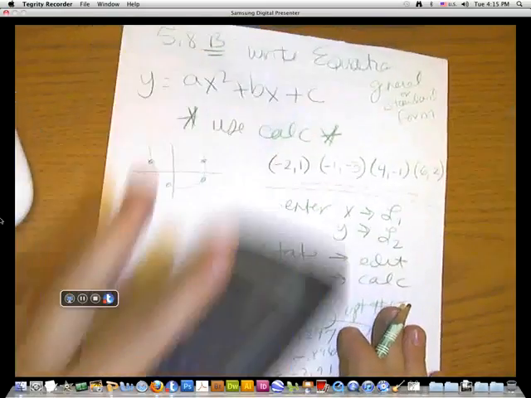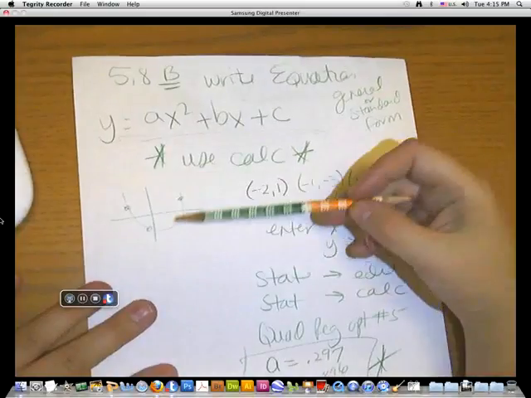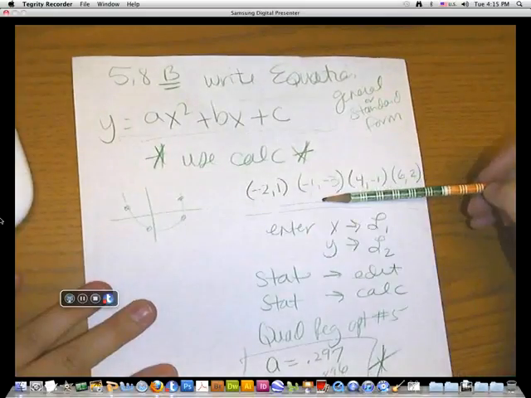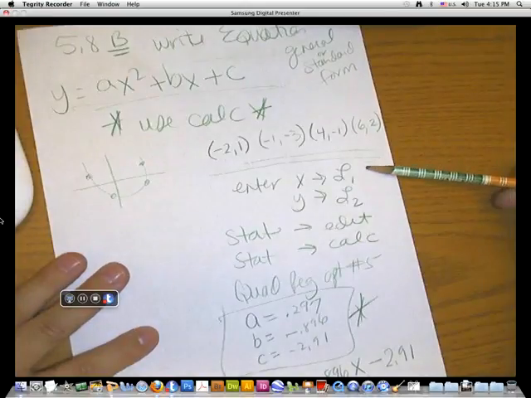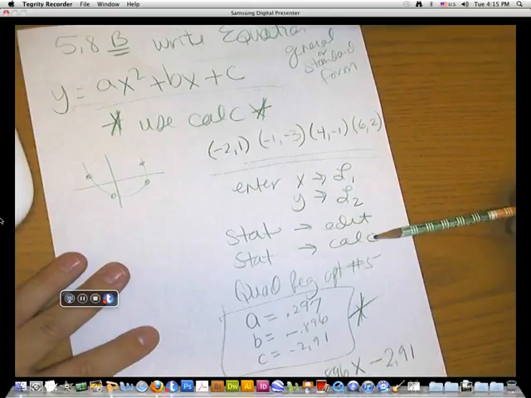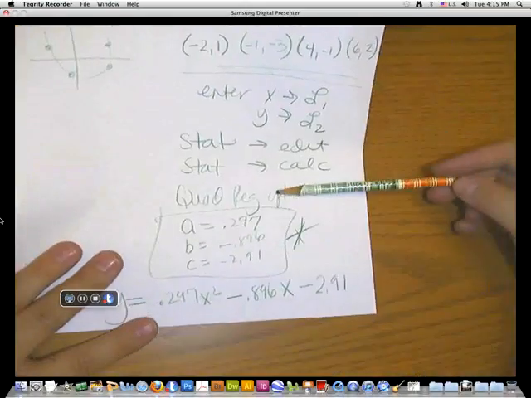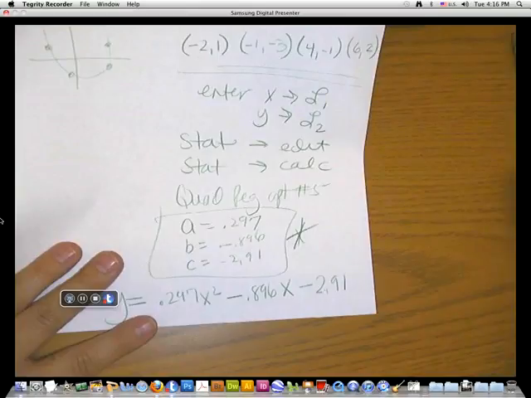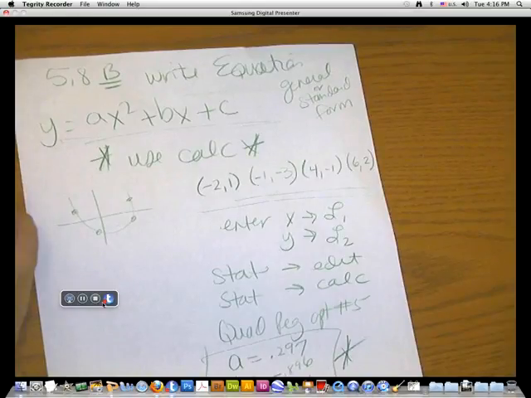And that's how we're going to do all of these general forms, either from a picture or from a list of data, either one. You're going to enter in your x components and y components under stat edit. You're going to calculate it, and then you're going to come up with the equation based on A, B, and C. So that's the second part of 5.8, writing an equation in general form.